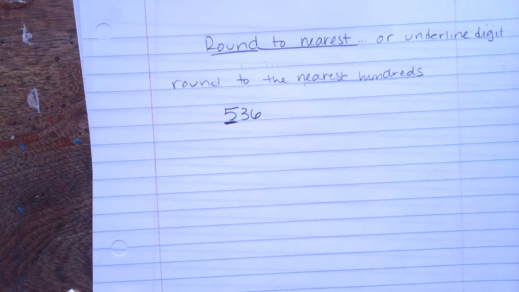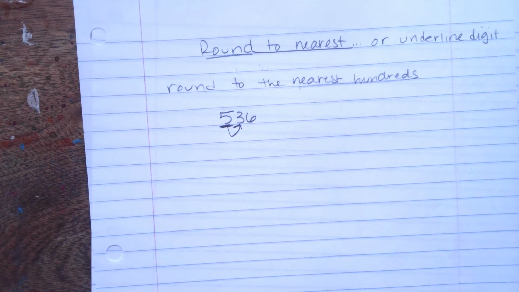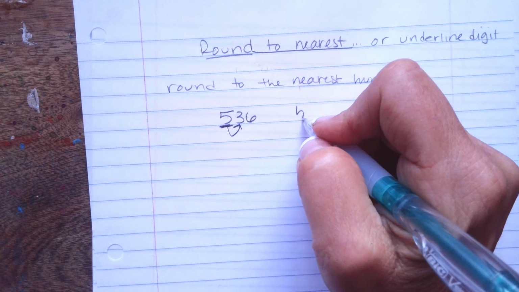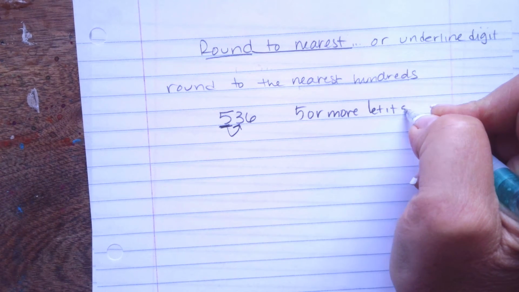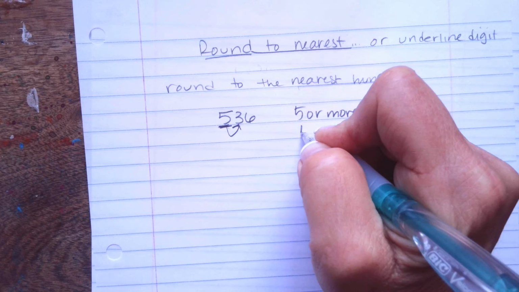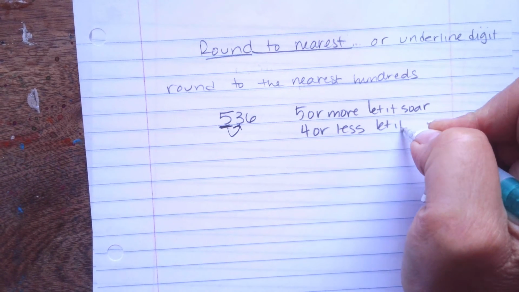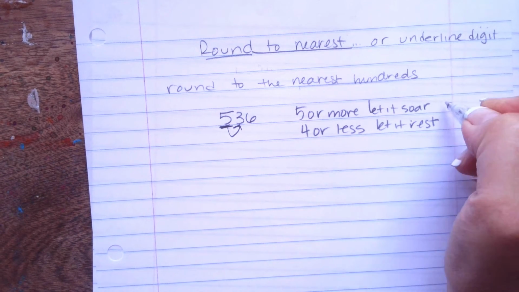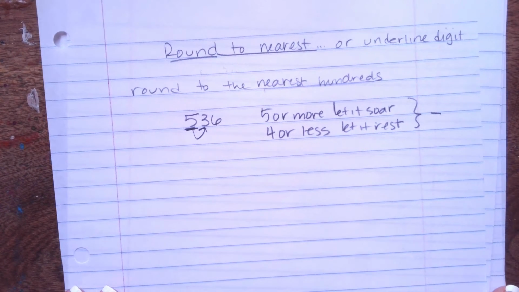You're going to go to the neighbor to the right and you're going to say 5 or more, let it soar, or 4 or less, let it rest. And this is the underlined digit that soars or rests.